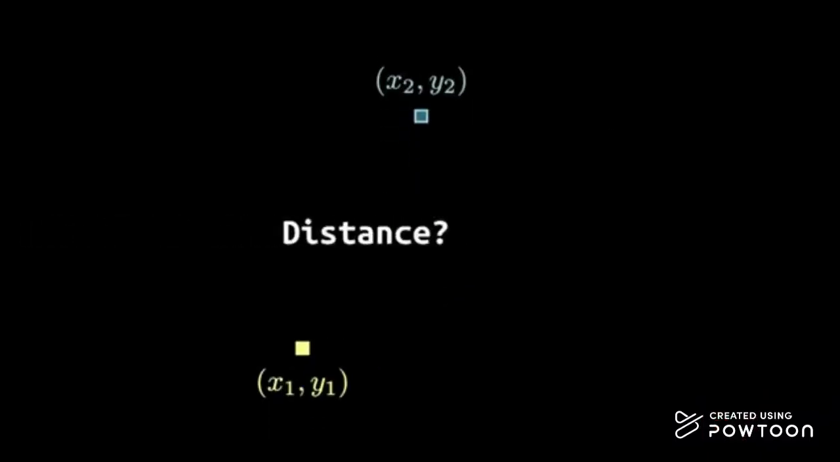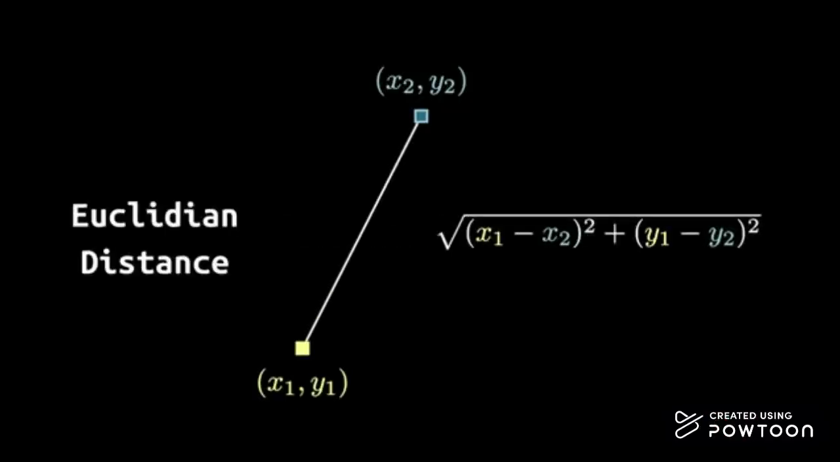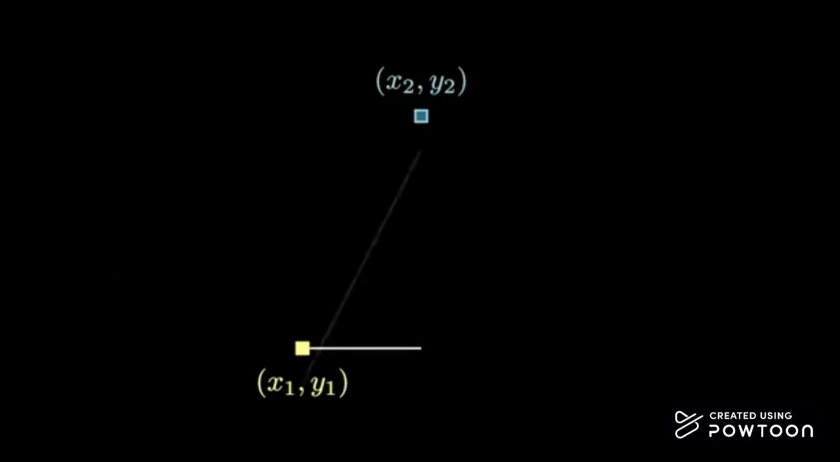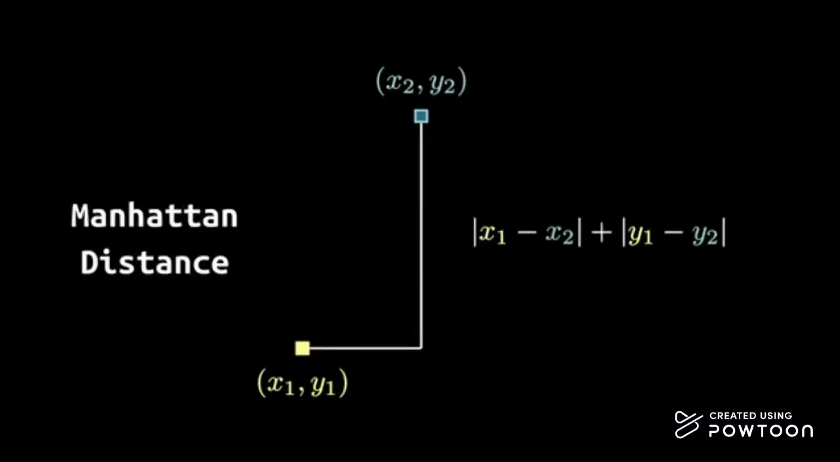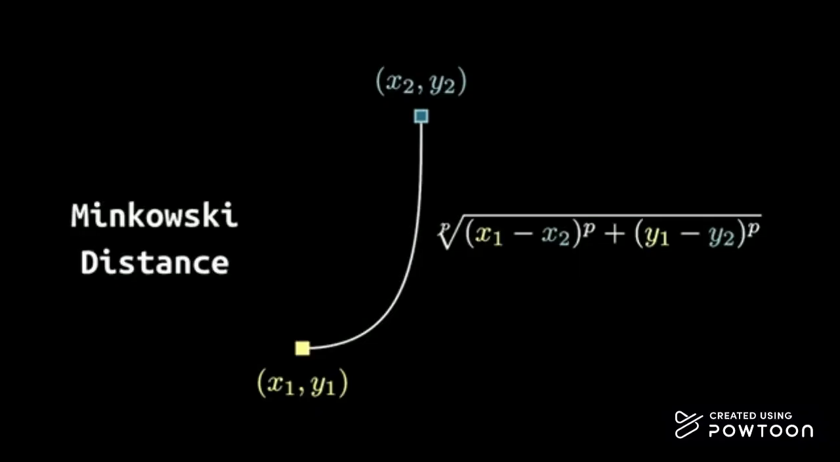We need a way to measure distances. The most commonly used metric is the Euclidean distance, which calculates the straight line distance between 2 points. However, depending on the data, other metrics like the Manhattan distance or the Minkowski distance can be more appropriate. Choosing the right distance metric can impact how well KNN performs, especially in high dimensions.